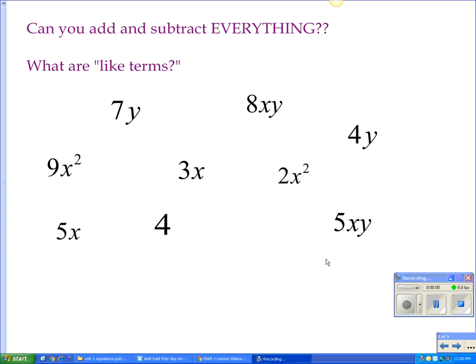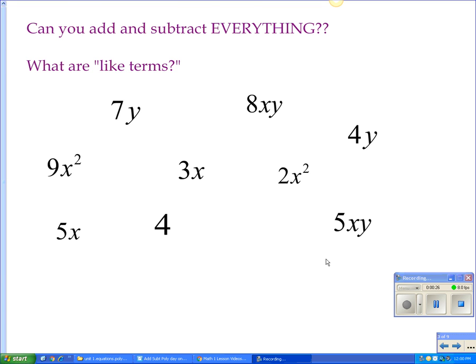So, question. Can you add and subtract everything on that screen? Can everything on that screen be added and subtracted? No, okay? You can't add and subtract everything together. You have to talk about like terms. So, let's talk about that.